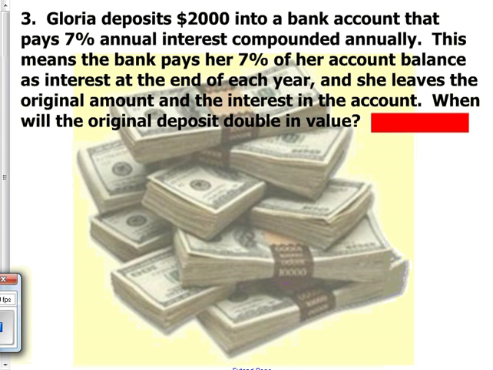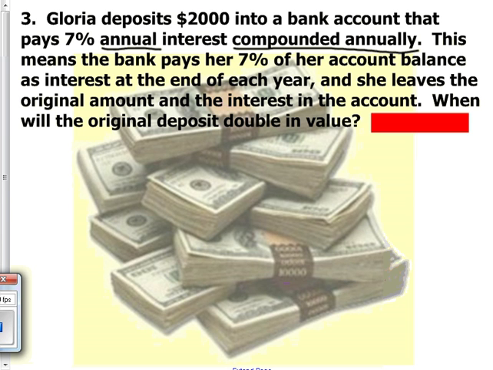So Gloria deposits $2,000 into a bank account that pays 7% annual, and this is a key word for us here, annual, interest compounded annually. This is also a key phrase here, compounded annually. This means that the bank pays her 7% of her account balance as interest at the end of the year, and she leaves the original amount and interest in the account. When will the original deposit double in value? So, first piece here is we know.